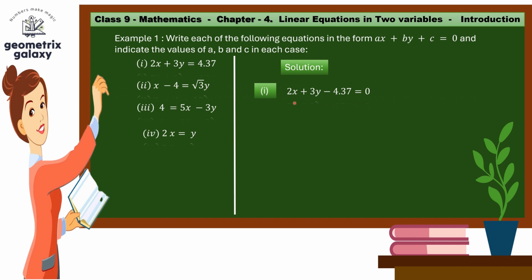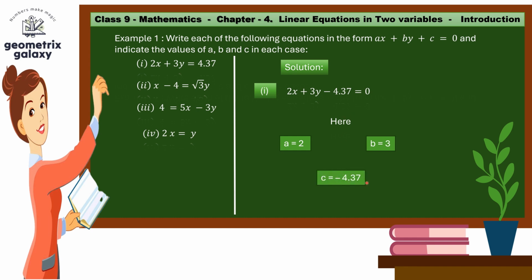Now let us see what is the coefficient of x. Coefficient of x is 2. So a takes the value 2. What is the coefficient of y? That is 3. Therefore b takes the value 3. Now the constant term is minus 4.37. So c takes the value minus 4.37.